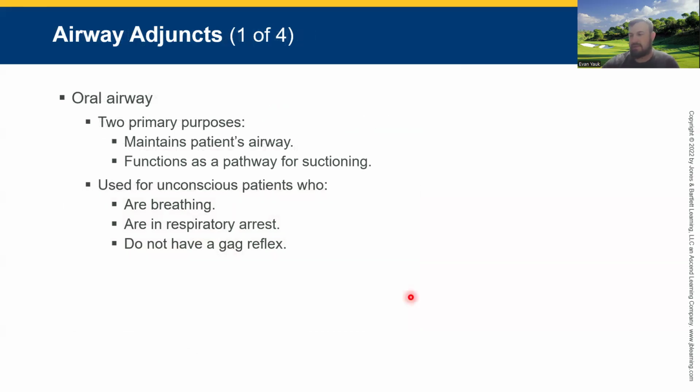So, airway adjuncts. These are the tools we can use if we need to help someone keep an open airway, because they are unable to maintain a patent airway. Now remember, patent means open. So oral airways have two primary purposes: maintain the airway, and function as a pathway for suctioning. They're used for an unconscious patient who is breathing, or in respiratory arrest, and does not have a gag reflex.